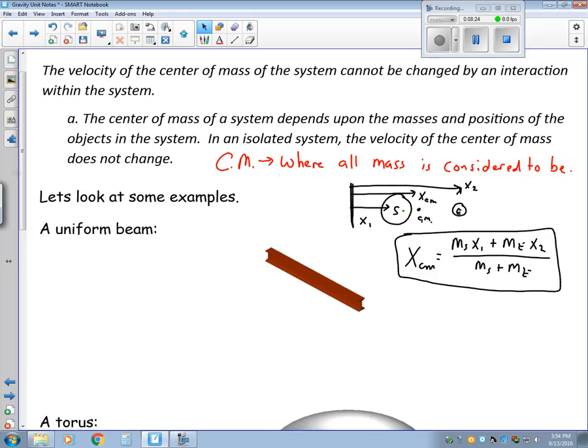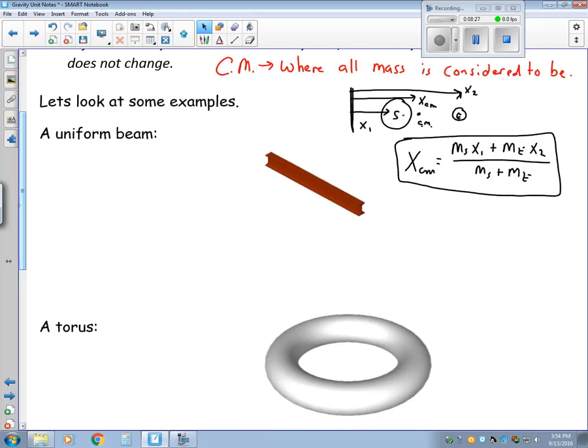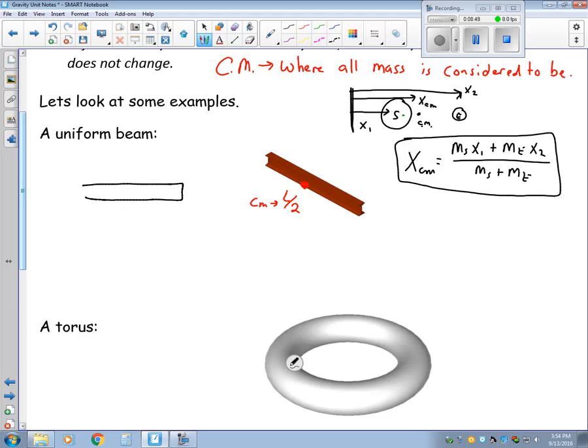Okay, so let's look at some common objects. If I have a uniform beam, that means its density stays the same everywhere else. The center of mass will be located at the exact center, so half the length. So that's to be expected. What that means then is if we were to take a beam and draw a force diagram, its weight would originate at the center of mass. That's where we would start the vector.